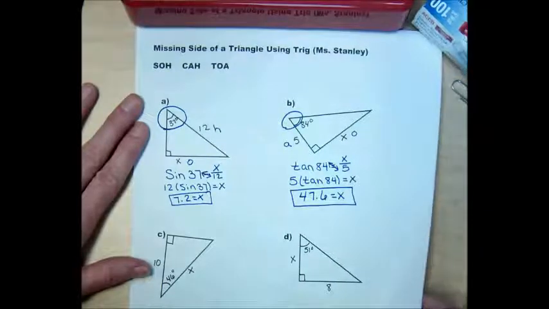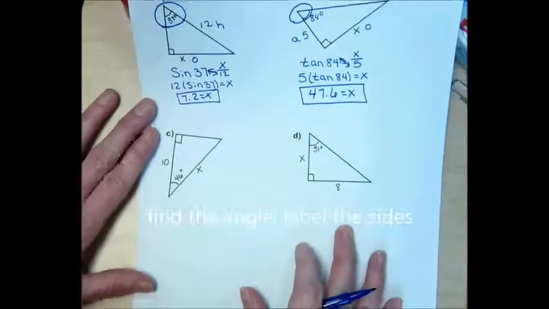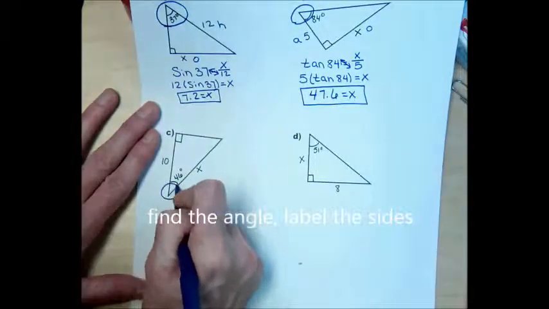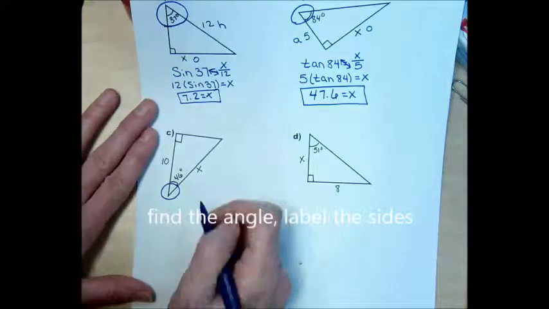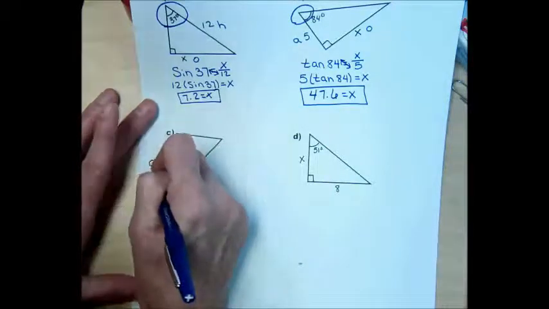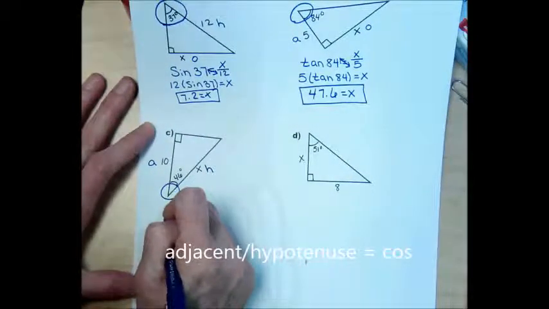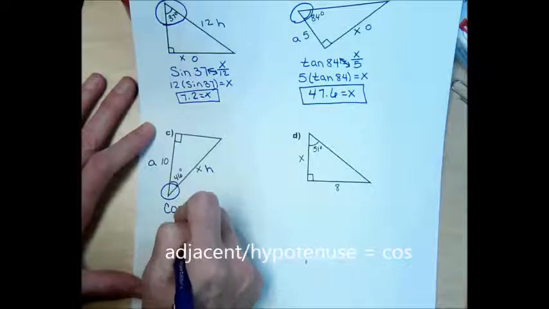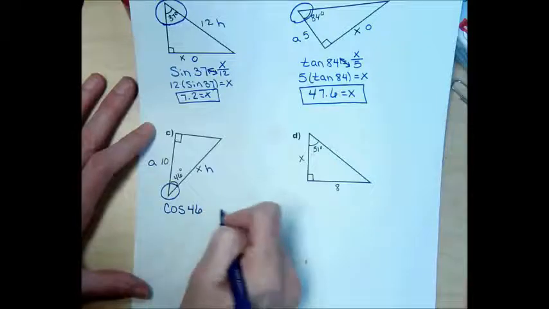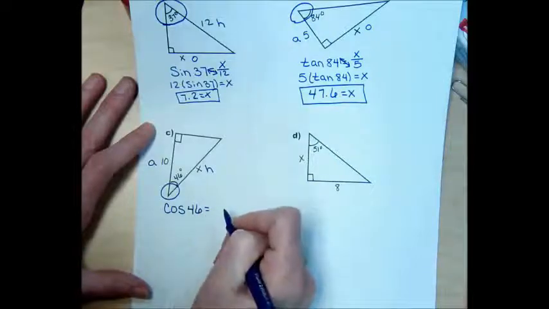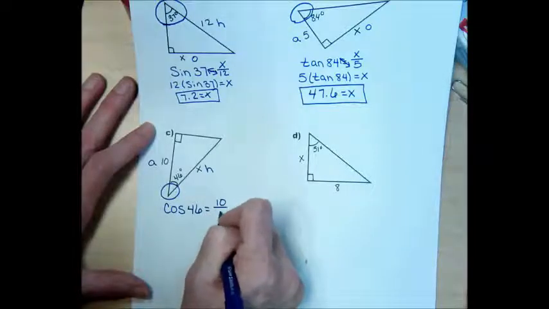Going to circle my angle. And I'm going to label my sides. I know my adjacent is 10 and my hypotenuse is x. So adjacent and hypotenuse is cosine. So the cosine of 46 degrees is my adjacent, which is 10, over my hypotenuse, which is x.